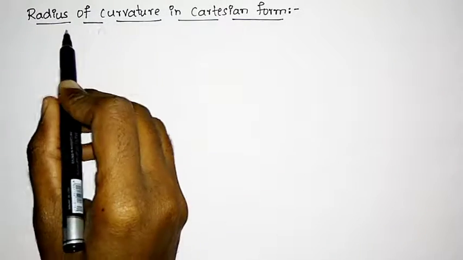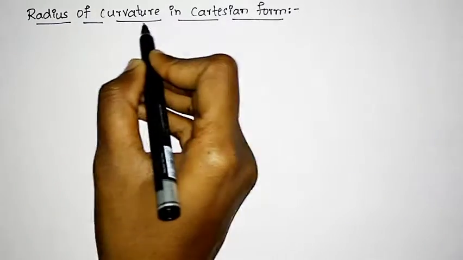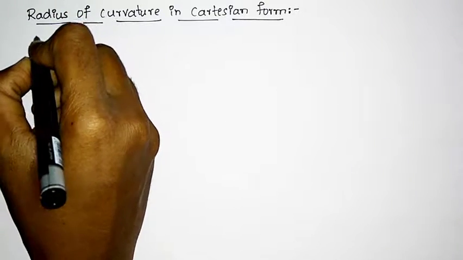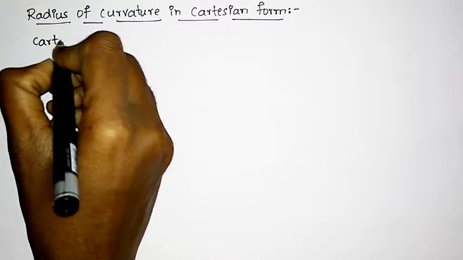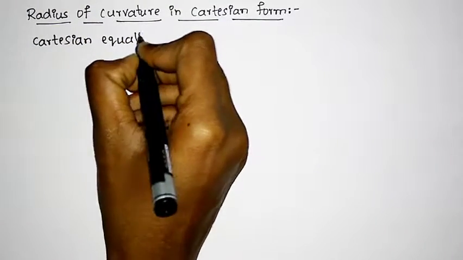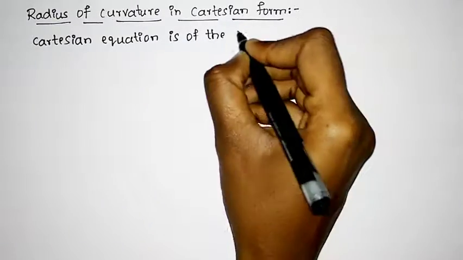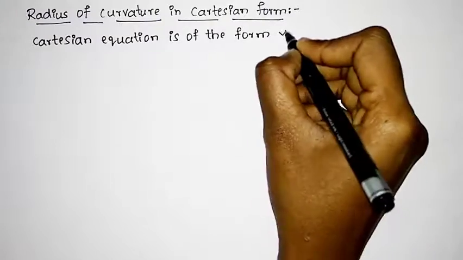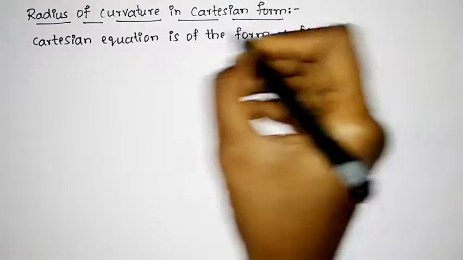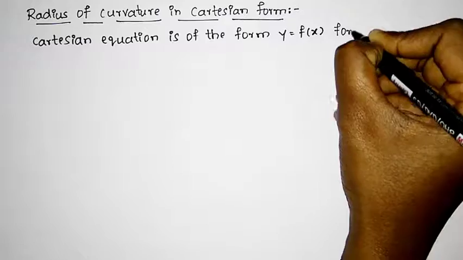Today we shall discuss the radius of curvature in Cartesian form. In order to consider the radius of curvature in Cartesian form, as we know, the Cartesian equation is of the form y is equal to f of x for the curve.